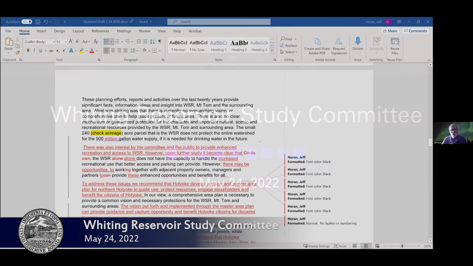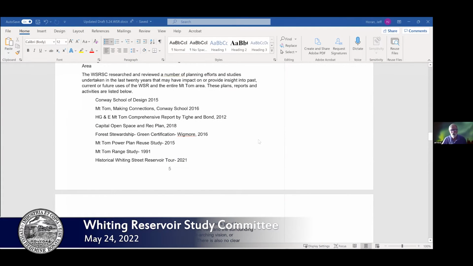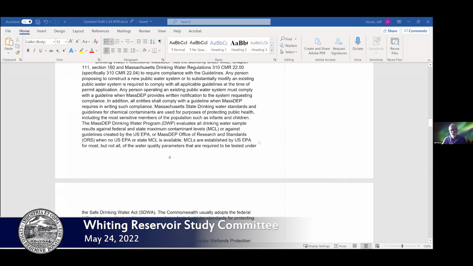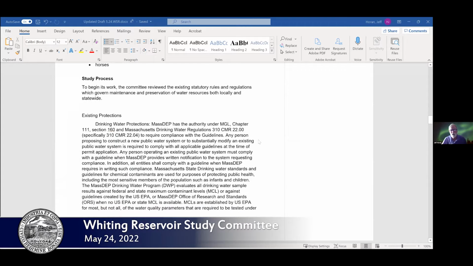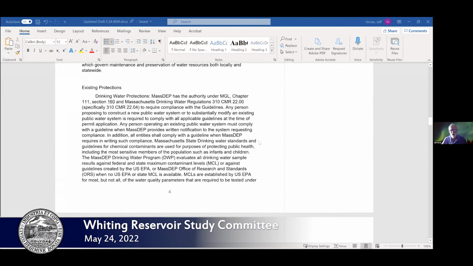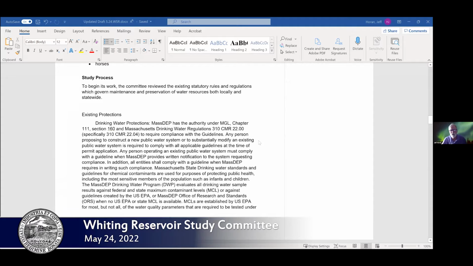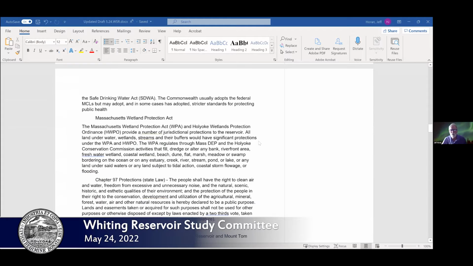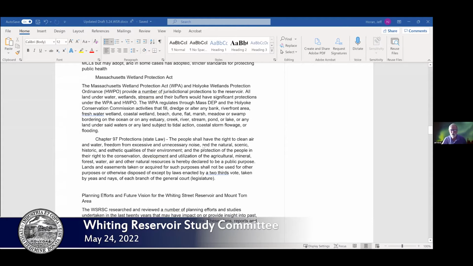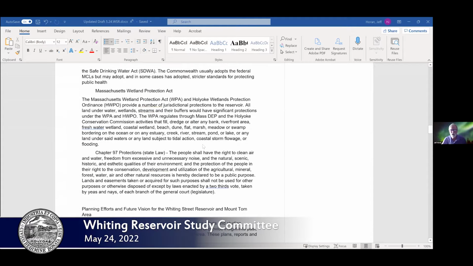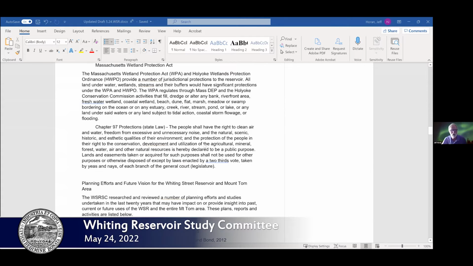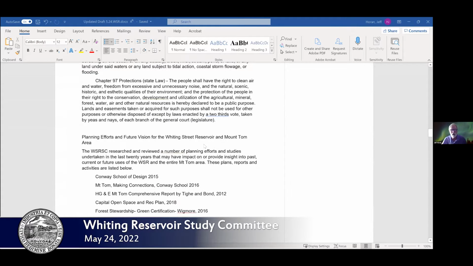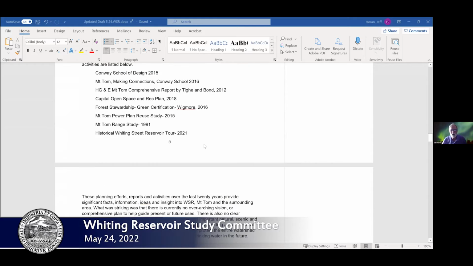So in the section of the document where we start, this is basically the study process, right? And so we talk about the existing protections, and again, I promised, and I am going to clean this section up, because, well, promises. But at any rate, this is the setup of the process.